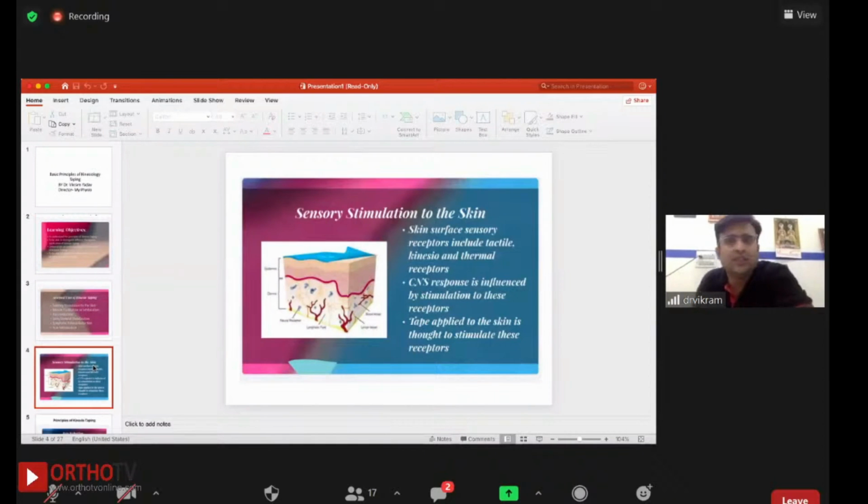How does it do this? Through sensory stimulation of the skin. Skin surface sensory receptors, tactile and kinesthetic thermal receptors, are facilitated by the CNS, and the tape is applied on the skin to stimulate these receptors.